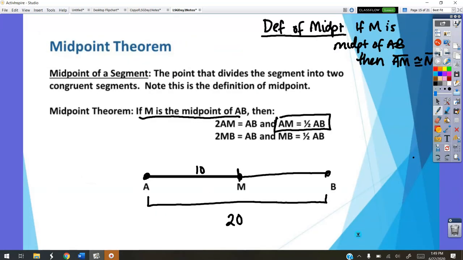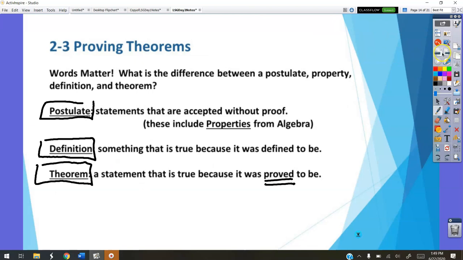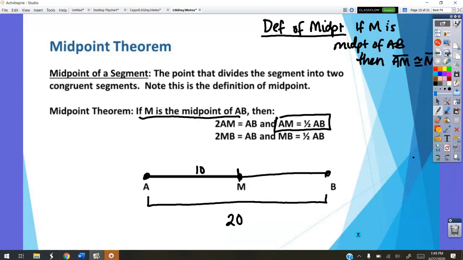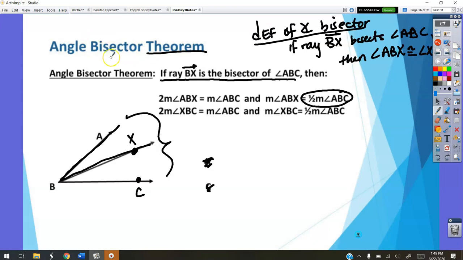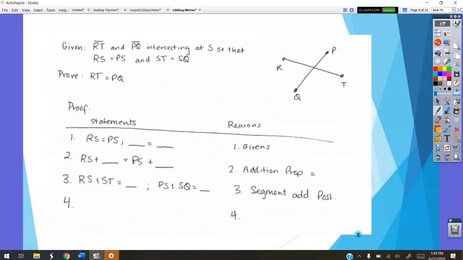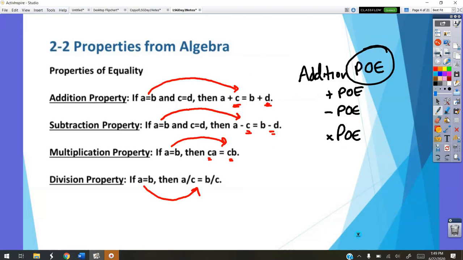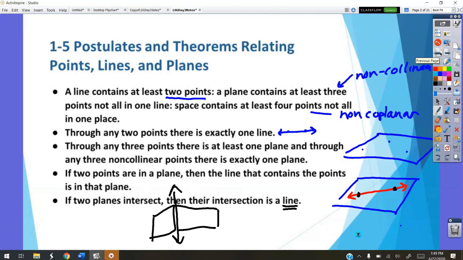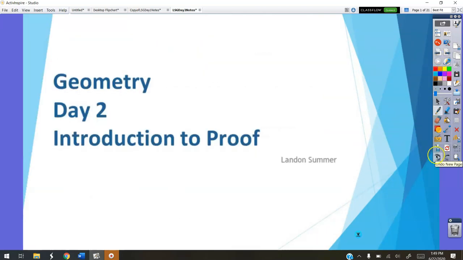So again, the basic idea from this part is looking at the difference between the midpoint theorem versus the definition, and the angle bisector theorem versus the definition. So again, I want you to go through these. You should be taking notes on this stuff. You can pause it if you need to, and then we'll do the actual work when we get to class. Okay?